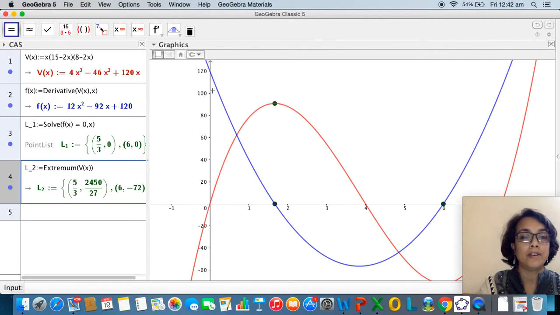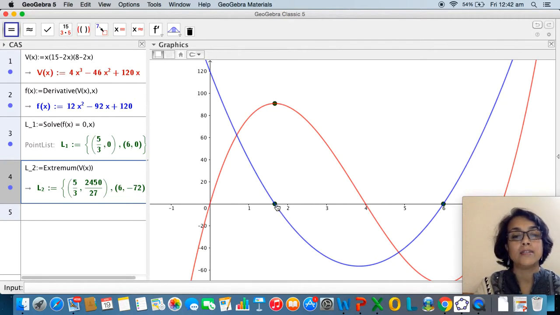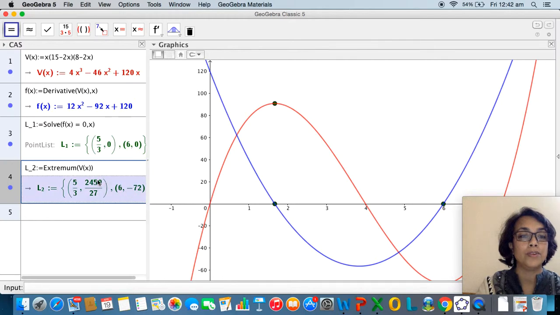So what do we observe here? We observe that the derivative function cuts the x-axis at 2 points. These are the critical points, and the original function, that is the volume function, attains its local maxima or local minima at these points. We are mainly interested in this point because at this point we cannot really have x as 6. So we look at 5 by 3 and we find that the volume has a value given by this. Now I would also like to note that as the derivative function cuts across the x-axis, it changes its sign from being positive to negative. So the original function is increasing before this point and is decreasing thereafter. So this is a point of local maxima.